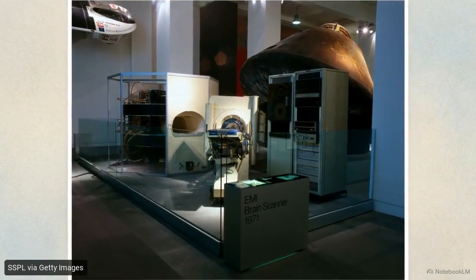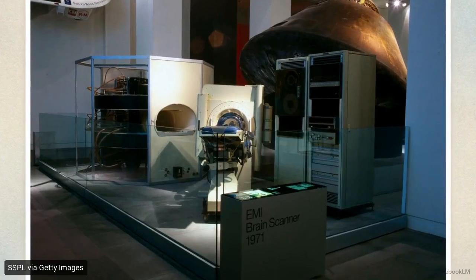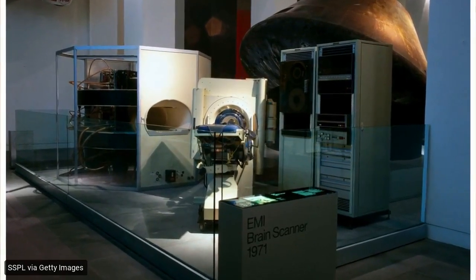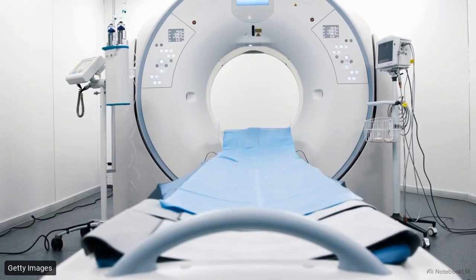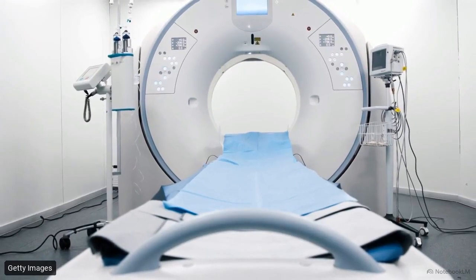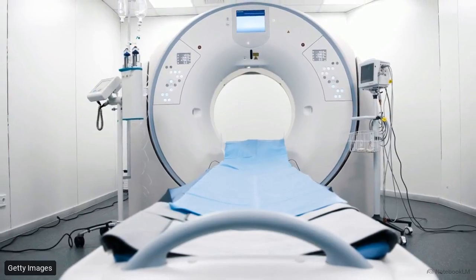The earliest computed tomography systems, like this 1971 EMI brain scanner, were monumental achievements, but they required massive, bulky physical hardware to process even the simplest cross-sectional images. Today, clinical CT scanners are sleek, incredibly fast machines capable of mapping human anatomy in fractions of a second.